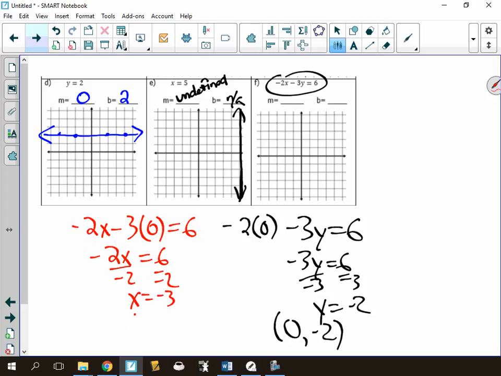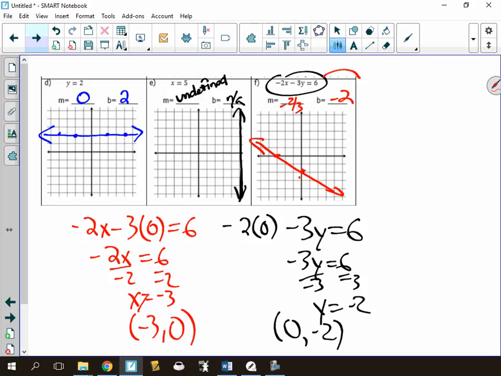And so the point -3, 0 is on the graph. And so I have that point and that point, and then I'm ready to graph. Now once we look at that graph, we can see that the slope is -2/3, and we can see the y-intercept is -2, just by looking at the graph.